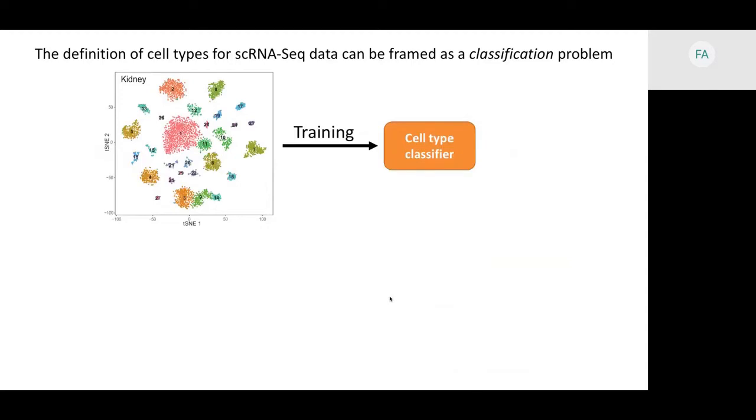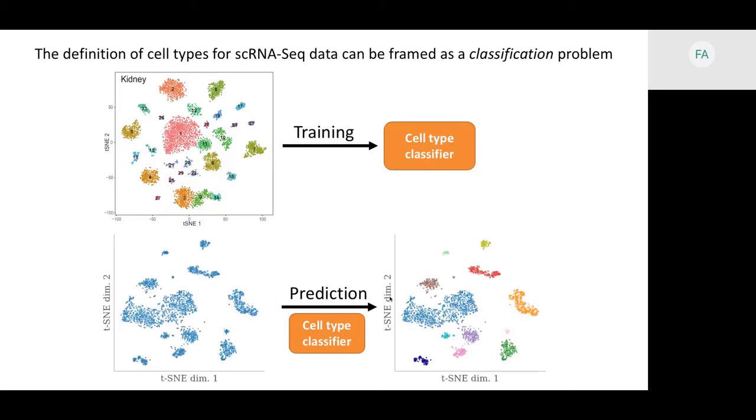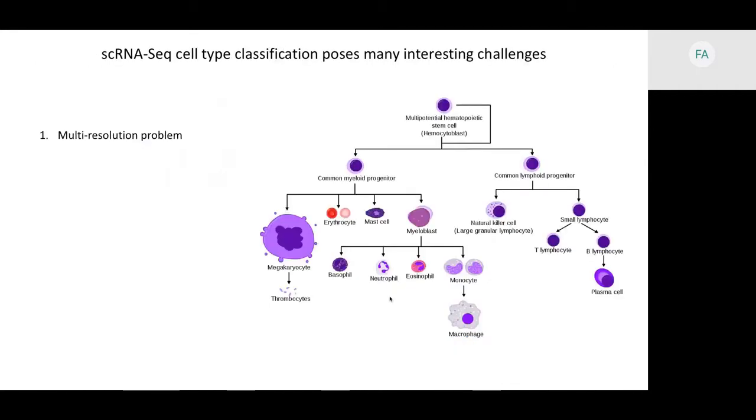So we think it's very useful to think about this problem as a classification problem where, let's say you're the person developing this atlas, you're training a cell type classifier and publishing that, and then anybody who does an experiment on the same tissue can use that classifier to predict cell types. When you think about cell type classification, it turns out to be a very interesting problem because there's all these interesting challenges associated with it.